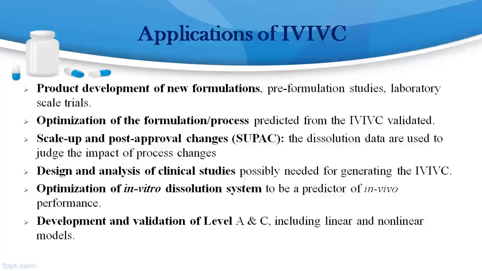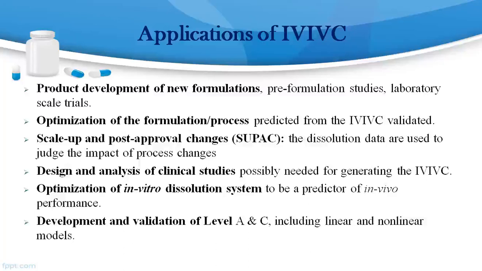Next is product development of new formulations. In this, pre-formulation studies and laboratory scale trials are used. Then optimization of formulation and process, where we predict, and the in vitro in vivo correlation is validated. Then scale up and post approval changes. The dissolution data are used to judge the impact of process changes.